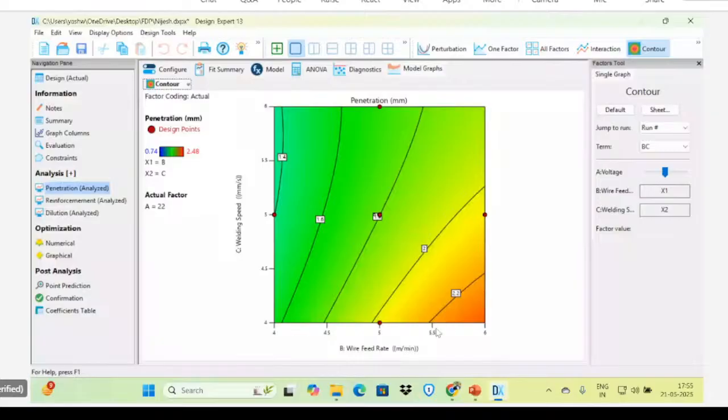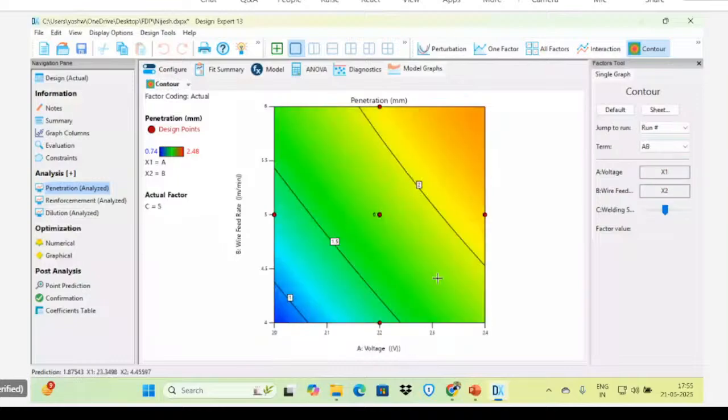How much we have to control the penetration, we can decide as per the combination. So this is the BC combination, wire feed rate and welding speed. And here we can change the combination. We can take the graph as AB also. AB means A is voltage and B is wire feed rate.